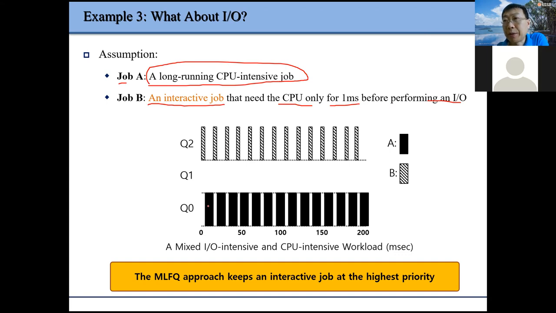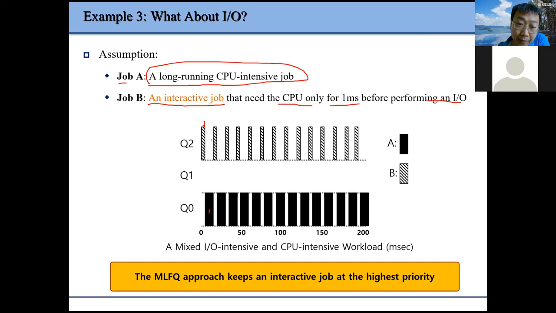A has already been put onto the bottom queue, Q0, because A used up its time slices on Q2 and Q1. Based on our rule for B, job B will be continuously kept on Q2, because the time slice is 10 milliseconds. However, job B only uses 1 millisecond, then gives up the CPU. So after job B gives up the CPU, we can schedule A to run.